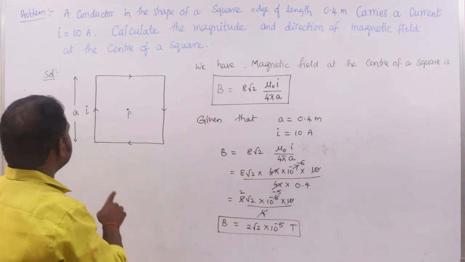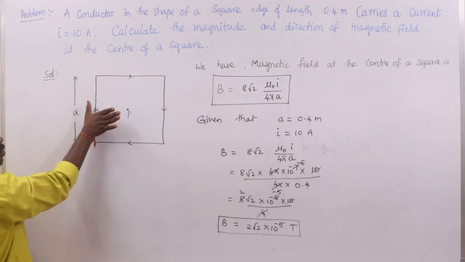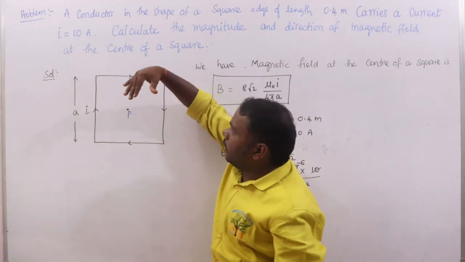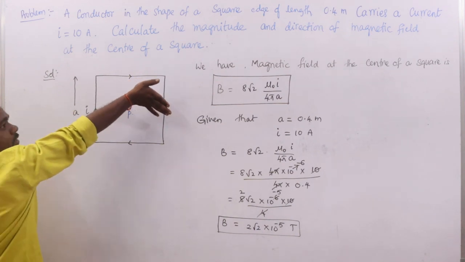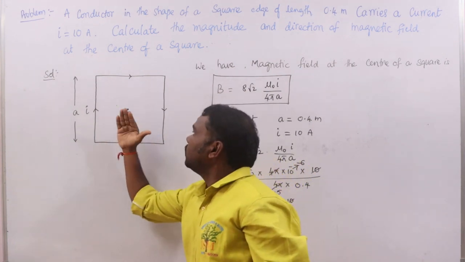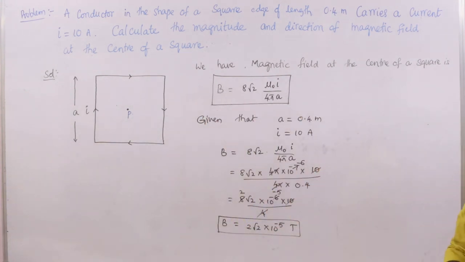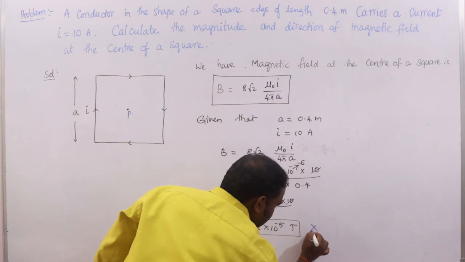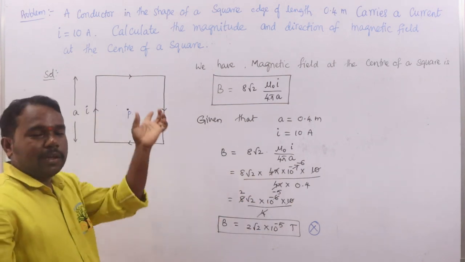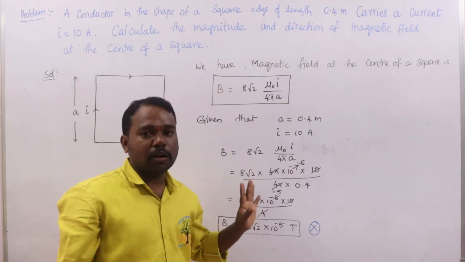And the direction is given here with the help of this current. The current is upward here, straight down and towards left. So thumb is the direction of current, then the curled finger is inward. Now due to the third, curled finger is inward, and due to the fourth, curled finger is inward. So from all the conductors, my direction is inward. So the direction is given with cross, which is inward. The cross shows that it is perpendicular to the plane of the board and inward. This is what we have for magnetic induction at the center of a square. B is equal to 2 root 2 into 10 to the power of minus 5 Tesla.